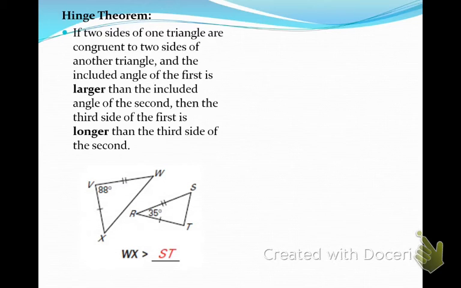So, here's an illustration. We've got these sides marked the same distance. The only difference is this has an angle of 88 between them. This has an angle of 35. Since VX is across from a larger angle, it will be greater than ST. Hinge theorem.